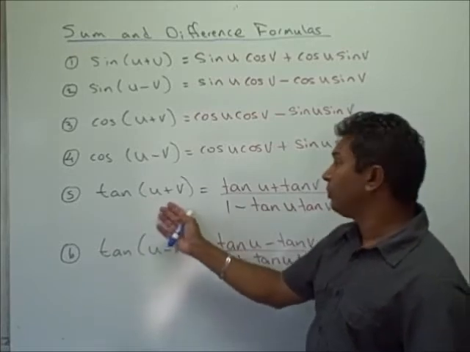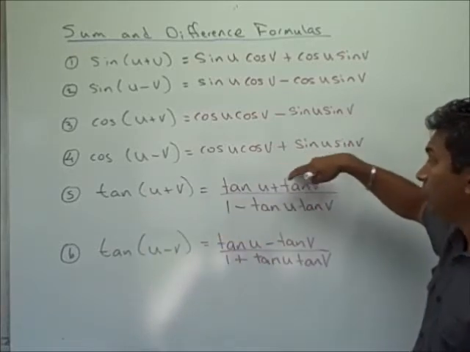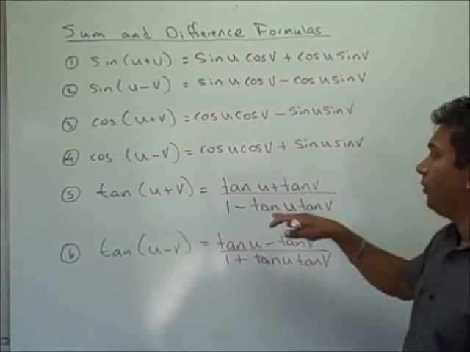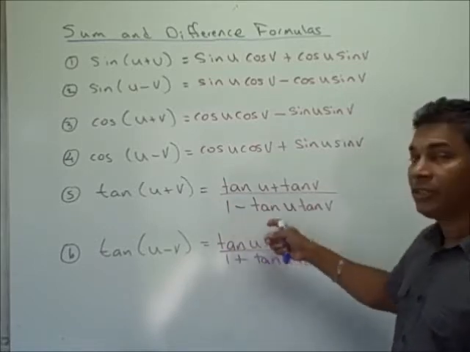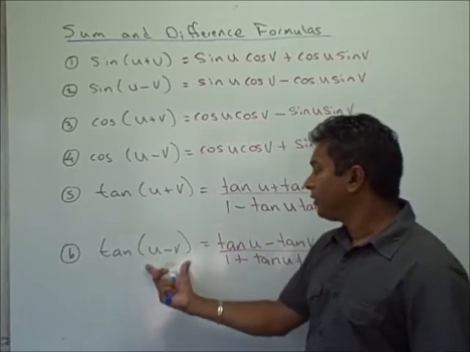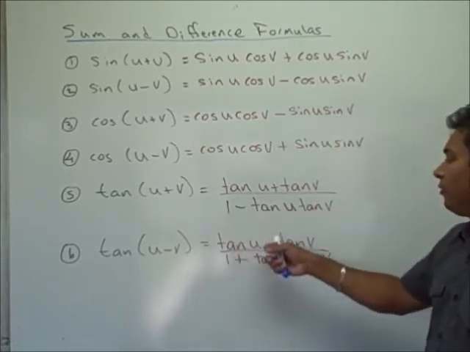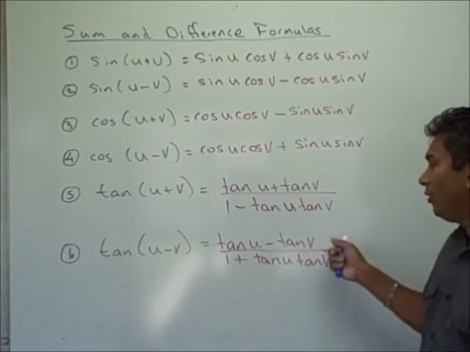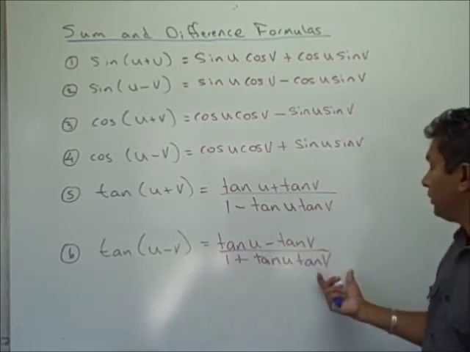For tan of u plus v, we have tan of u plus the tan of v, all over 1 minus tan of u times the tan of v. And for the tan of a difference, that's equal to tan of u minus the tan of v, all over 1 plus tan u tan v.